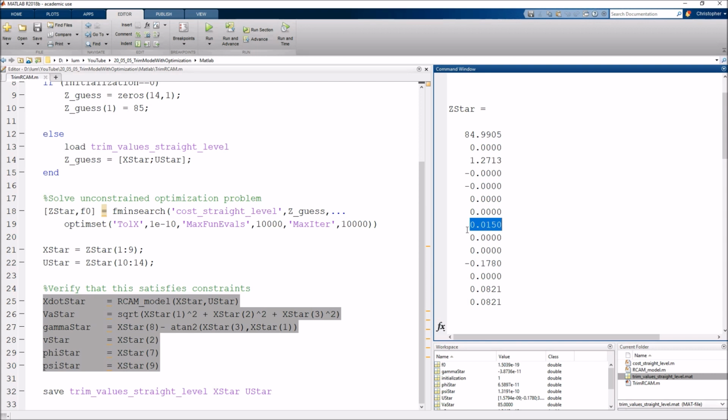So again, the aircraft has an angle of attack of 0.015 radians and no psi here. So the aircraft is flying due north. Now let's look at the next 5. These 5 are the control inputs.